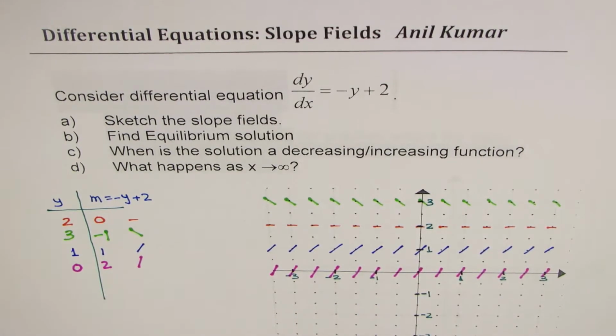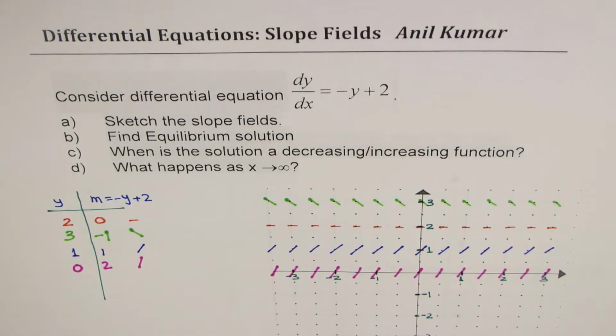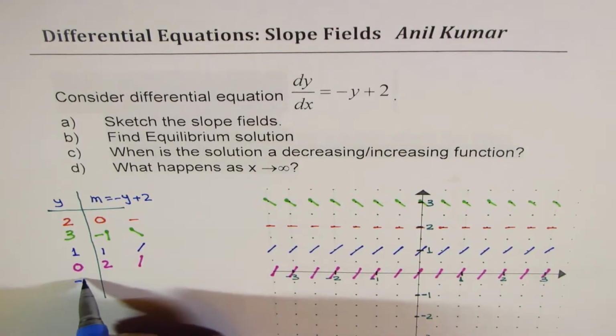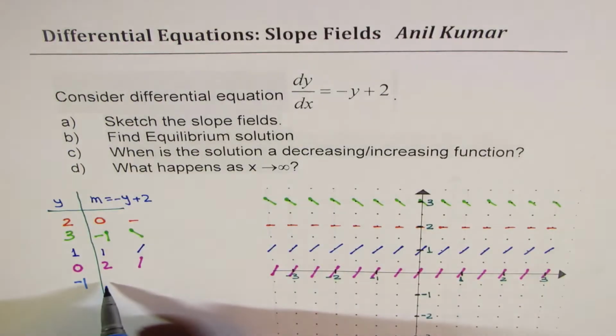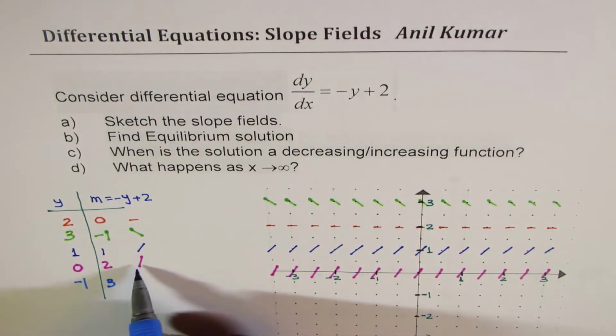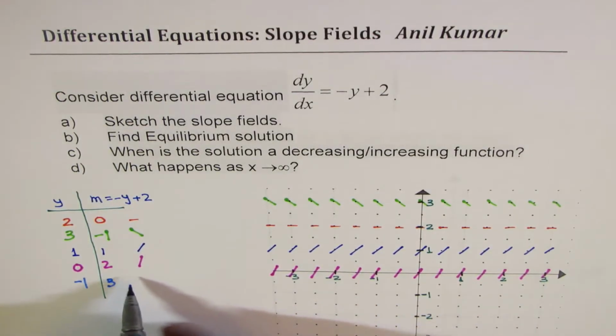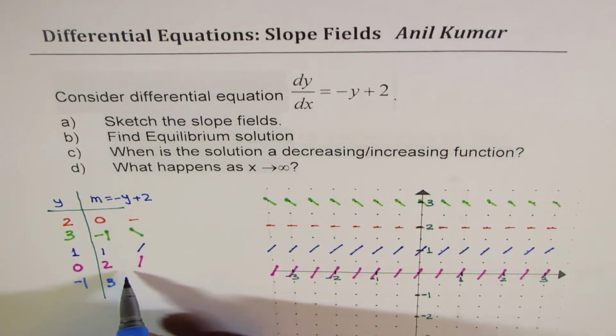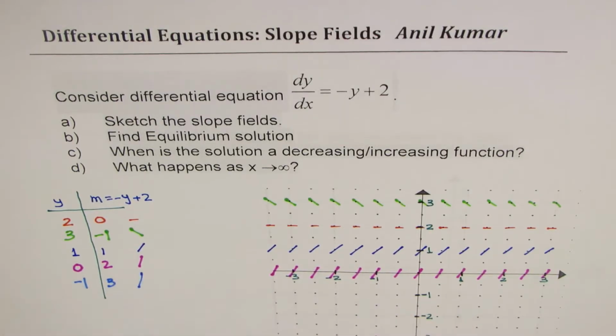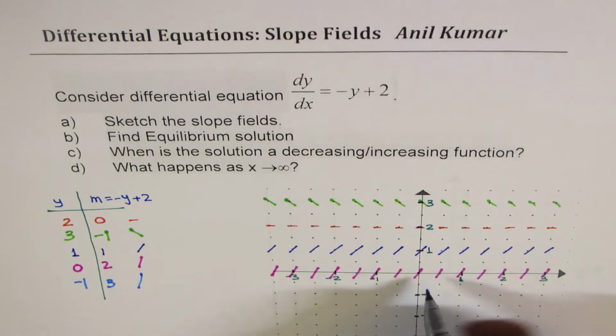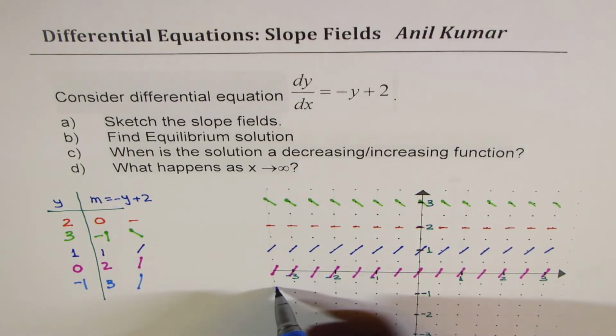Now if I take minus 1, then what? Minus 1 will make this positive and we get plus 3. So it is positive and 3, steeper than the earlier 2, right? So it is kind of like this. So at minus 1, it is even steeper than this. So let's go like this now.